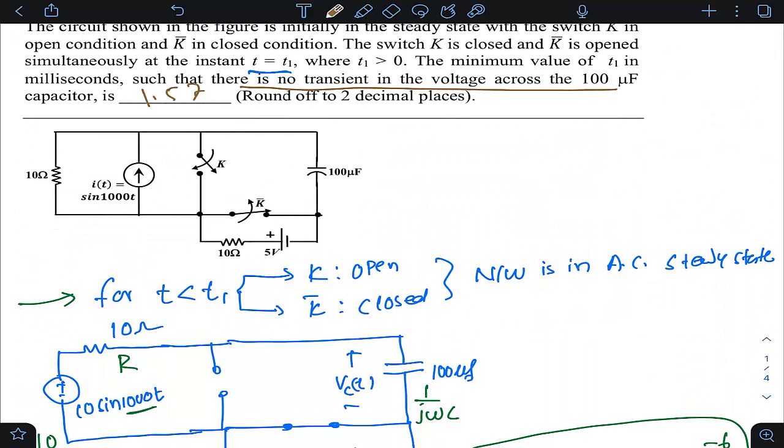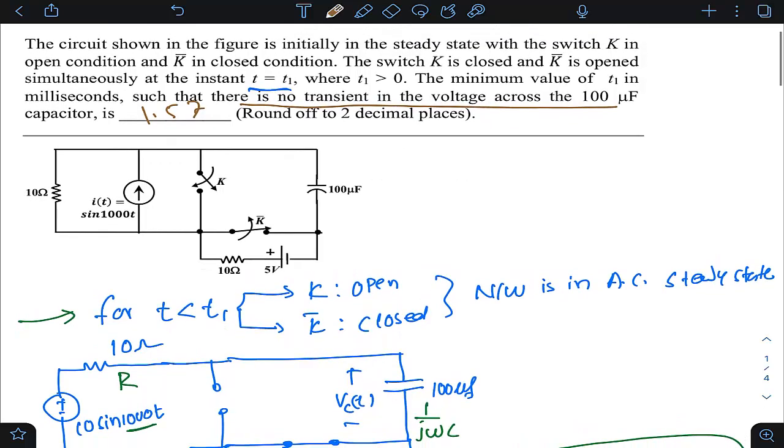This is a very tricky question, students, and I believe only the students who have very good analysis skill could have attempted this problem in the exam hall. Otherwise, people who are generally comfortable with transients may not be able to attempt it, at least in the exam hall. Not a very tough problem, but yes, it's a logical and skill based question. You should have analysis skill to answer this.